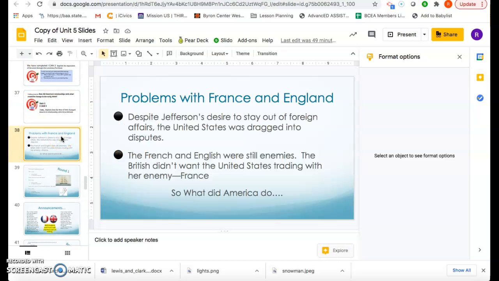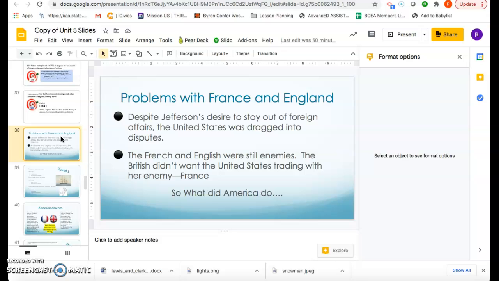This game is taking place with problems that are occurring with France and England. Jefferson had talked about how his desire was to stay out of foreign affairs. He really didn't want to get involved when he became president. However, as the United States continues to trade with France and England, the United States is getting dragged into their European disputes.